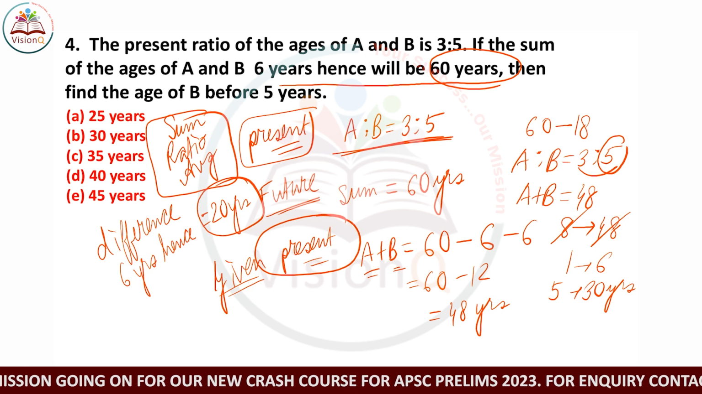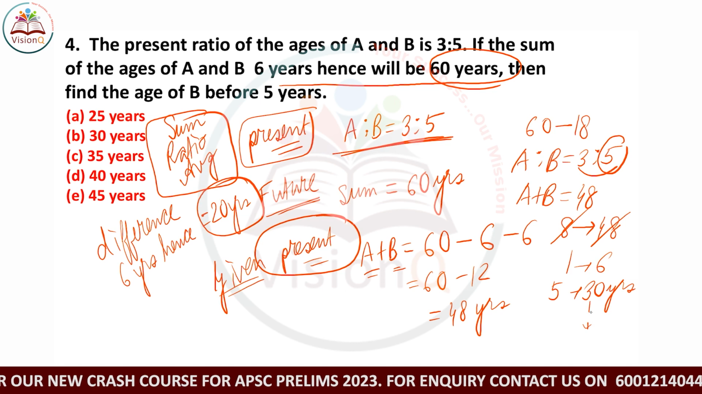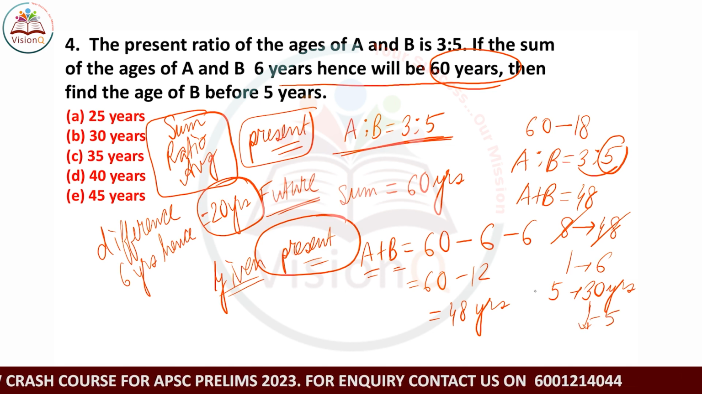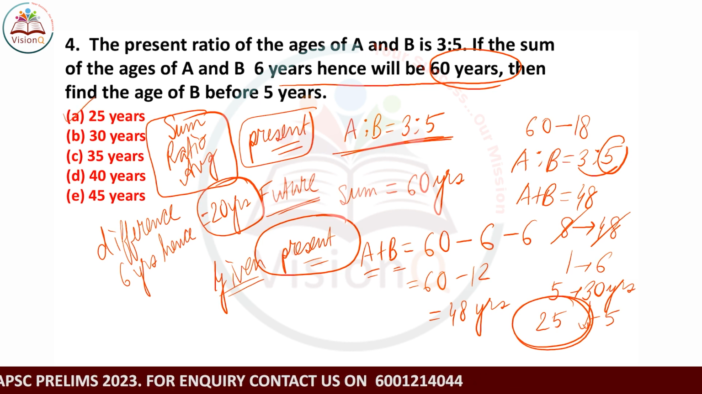To find out his age 5 years before, or 5 years ago, simply subtract 5. So 30 minus 5 is 25 years. So the answer is option number A, 25 years.